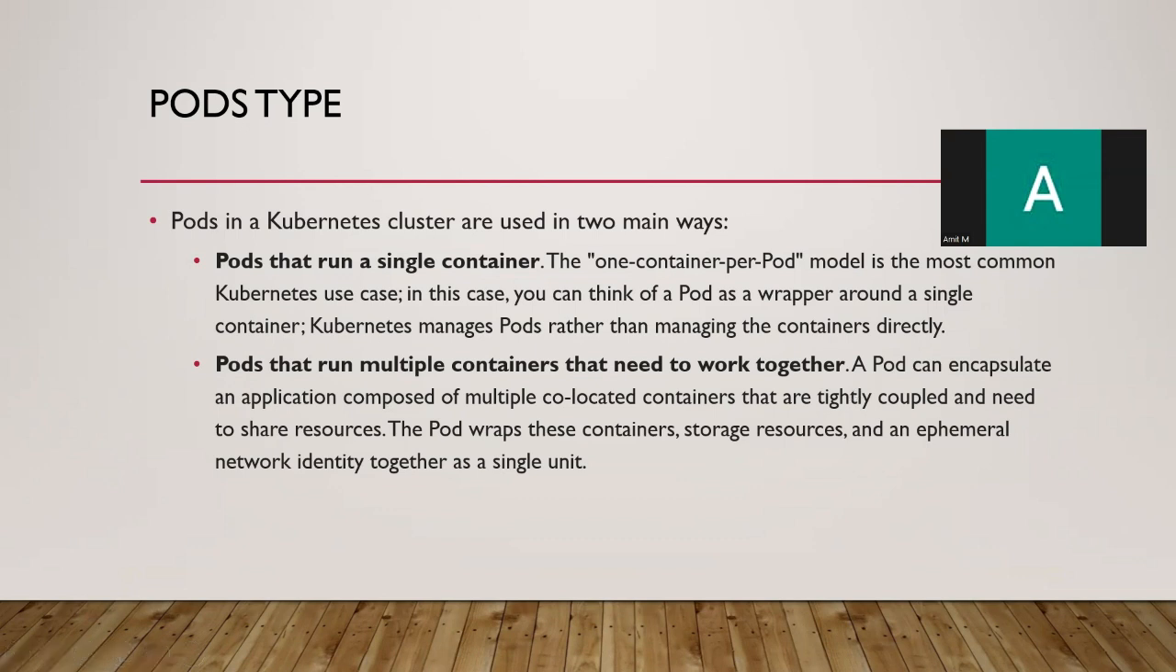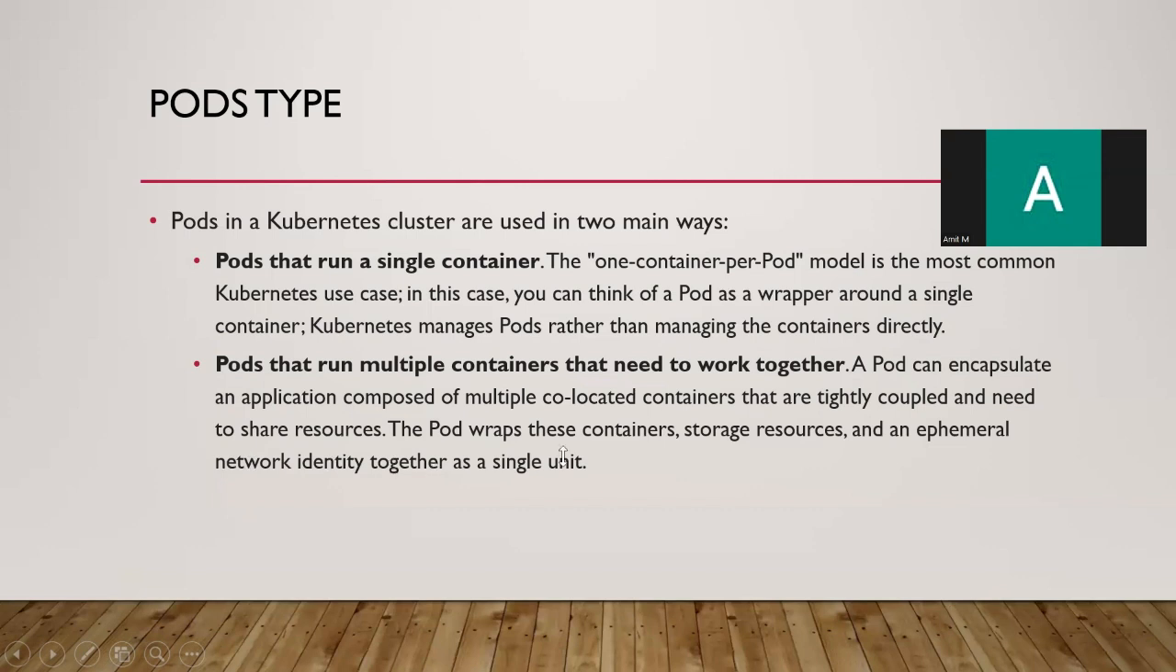One can be a web server and the second one a web server data provider. That kind of container you can tightly couple because they need to share the storage, the networking, all this they need to share. So if the applications are not correlated, it is not recommended to create multi-container pods. Always create a multi-container pod when the applications are correlated. The pod wraps these containers, storage resources and ephemeral network identity together as a single unit.